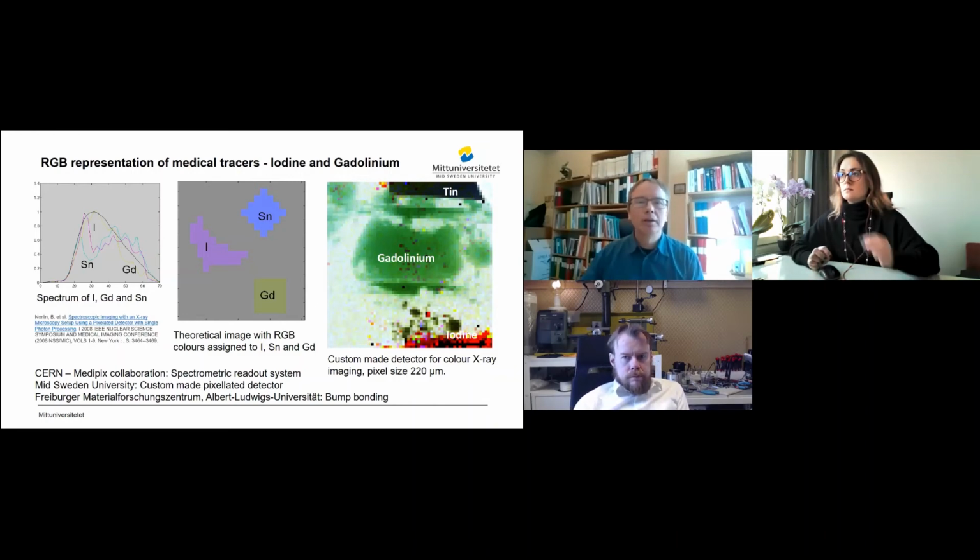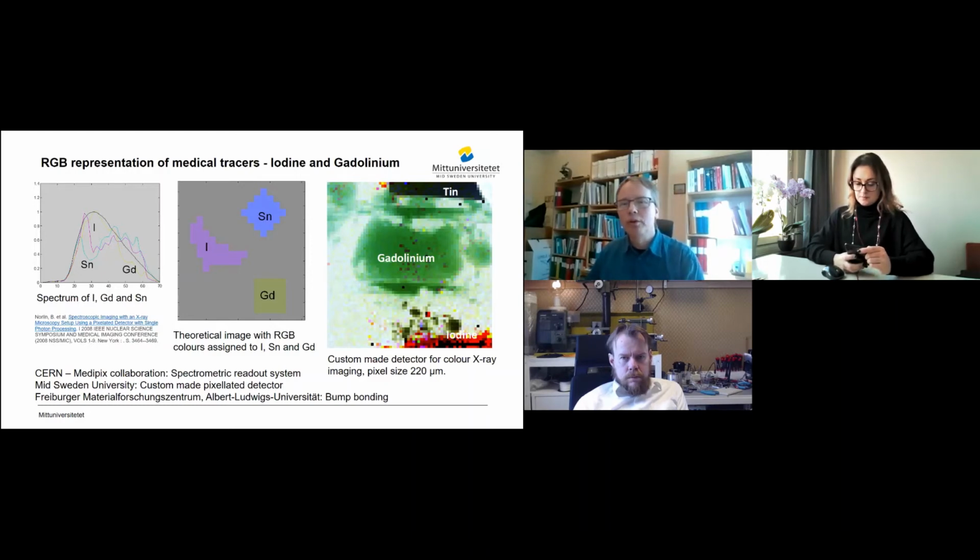I just take a little bit of a look at what's in development in progress. I'm waiting for my computer to change slide. But this is something that is going on for tomography imaging, where you want to make a 3D reconstruction.